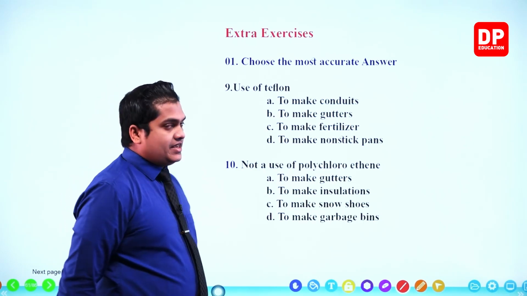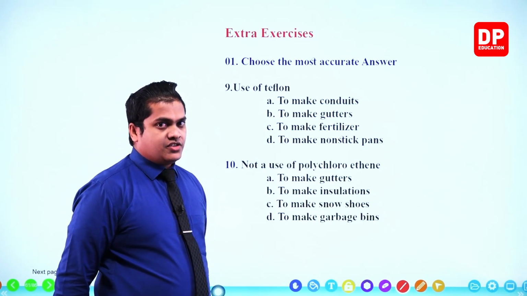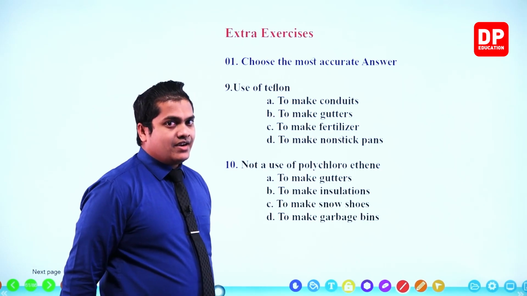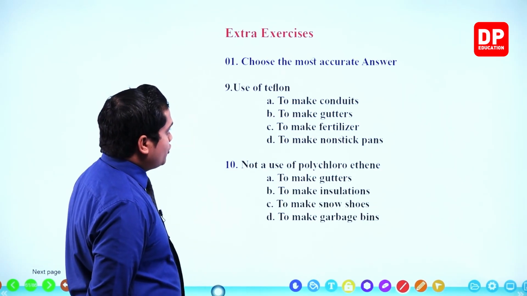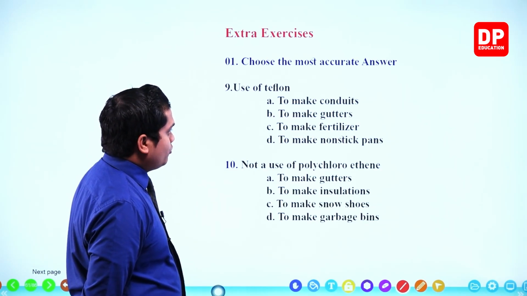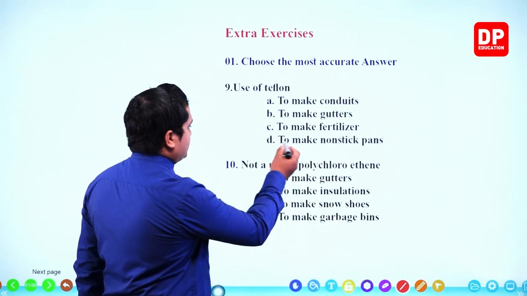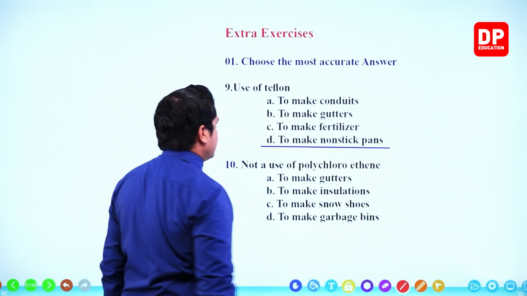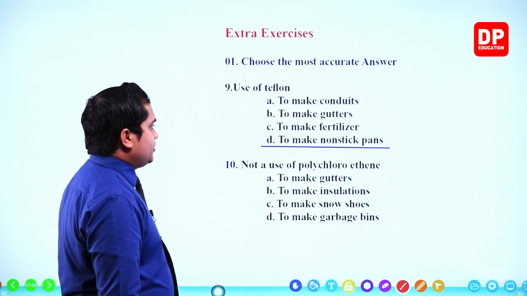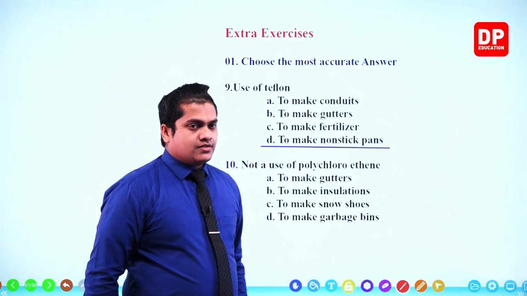So Teflon is polytetrafluoroethene, which is used to make snowshoes and non-stick pans. Let's see. To make conduits, incorrect. To make gutters, incorrect. To make fertilizer, once again incorrect. To make non-stick pans, yes, this is our answer. Right? The use of Teflon is to make non-stick pans.